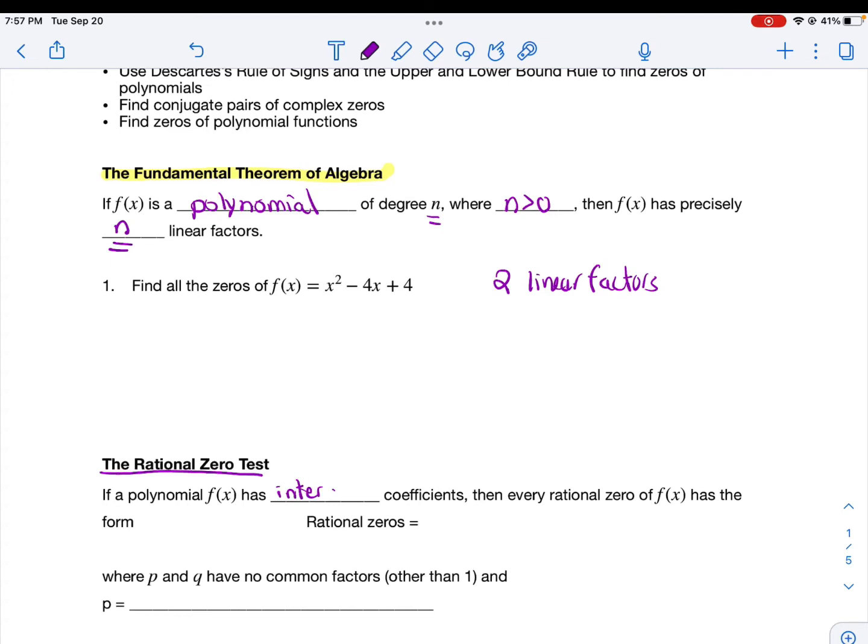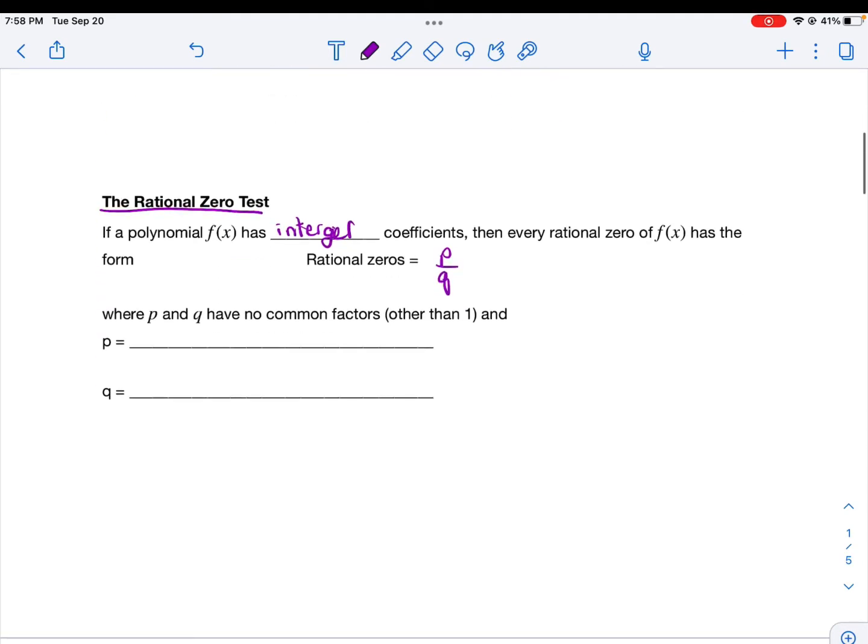So if you have a polynomial with integer coefficients, so it doesn't work with fractions or decimals, but if you have integer coefficients, you can find a combination of all the possible rational zeros that could fall in this equation by doing a ratio of p divided by q. Now, what does p stand for and what does q stand for?